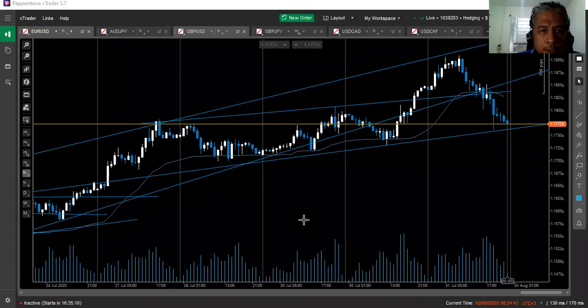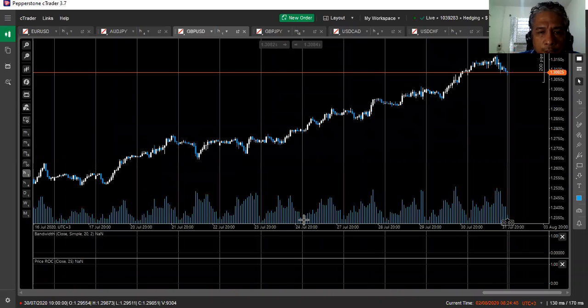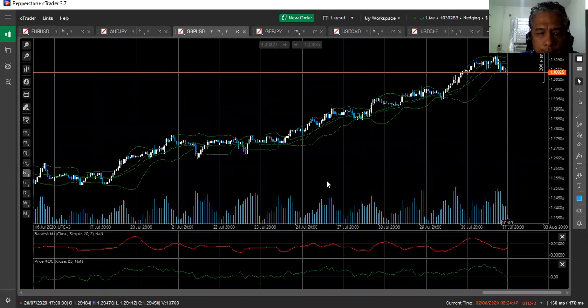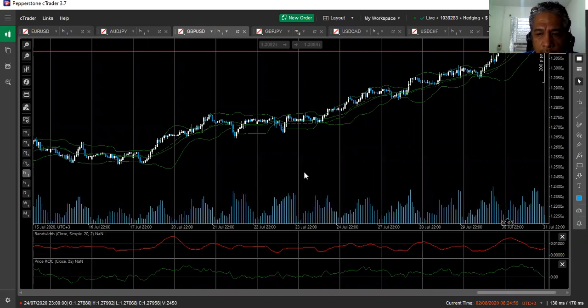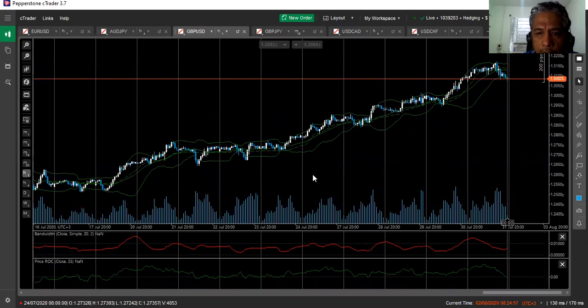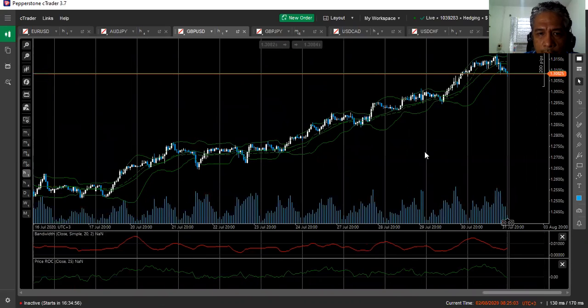with, where is that? Stone. We are talking about GBP USD. You can see here I use price rate of change instead of Bollinger Band. As you can see here, very clear, there's a squeeze. I'm going to increase my screen.